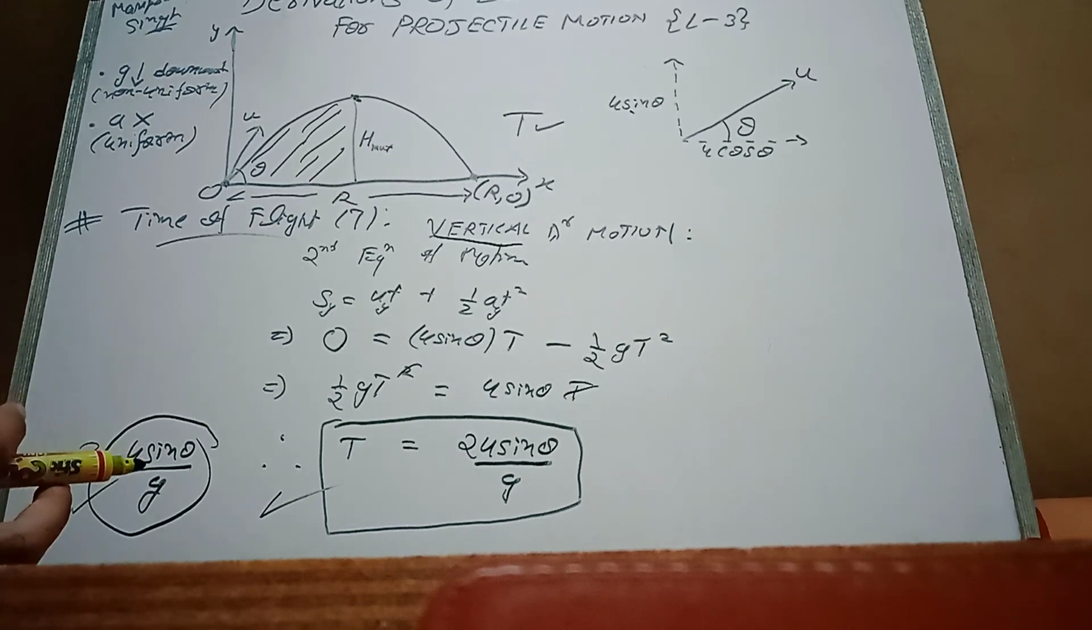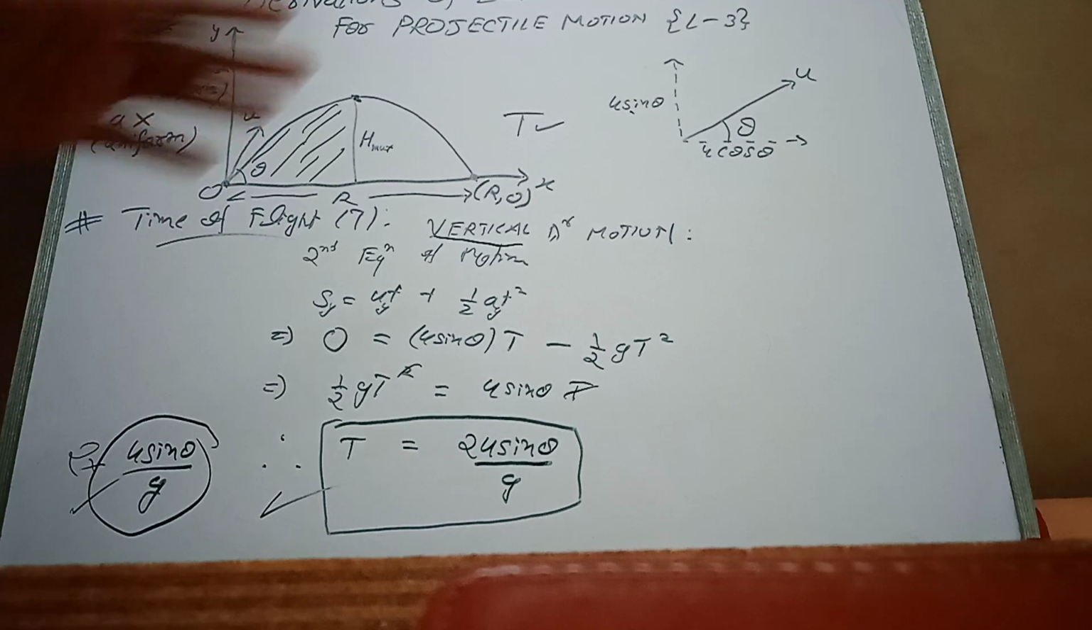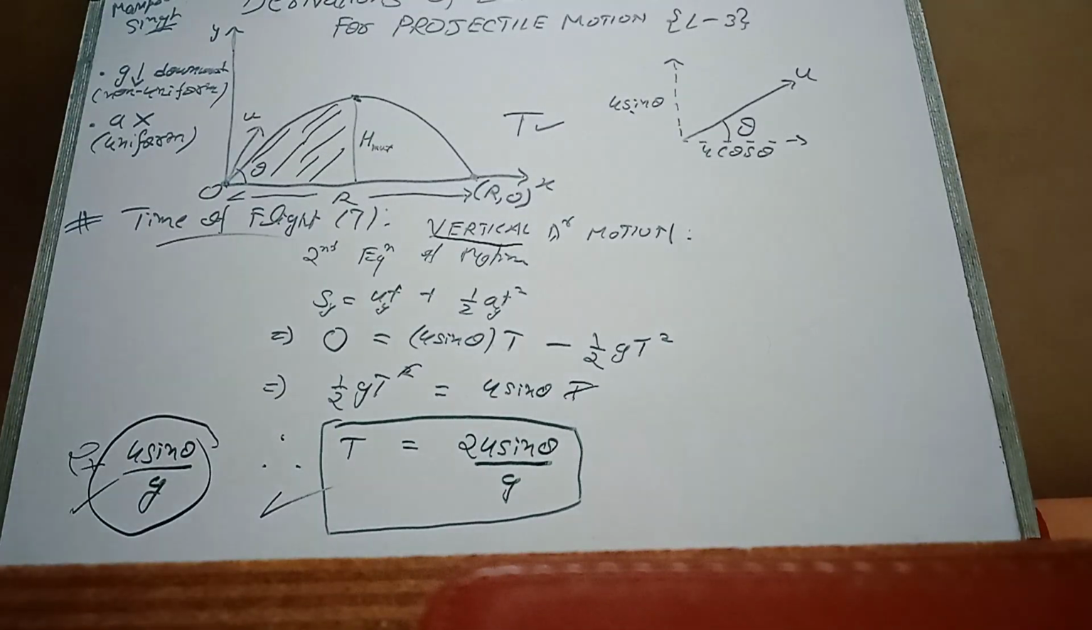I hope that's clear, and how to find the total time of flight, how to derive it, is very clear to you. You can find it by the second equation of motion or by the first equation of motion by taking the vertical direction motion, and everything will be sorted. So this is the total time of flight. Now let us proceed to derive the equation for h max, that is the total height gained by the projectile. So let us proceed.